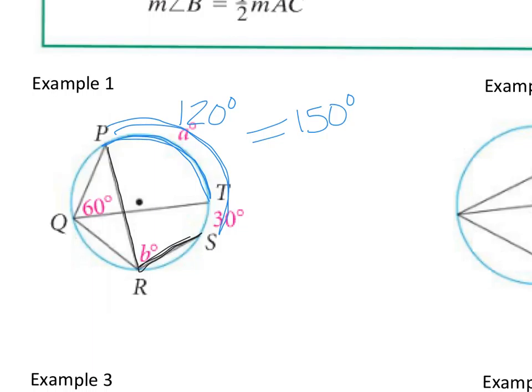So we know that B has to be half of, I'll change color here so you can see. B is this angle right here, and the intercepted arc is this part. So this part's 150 degrees, so B has to be 75 degrees.